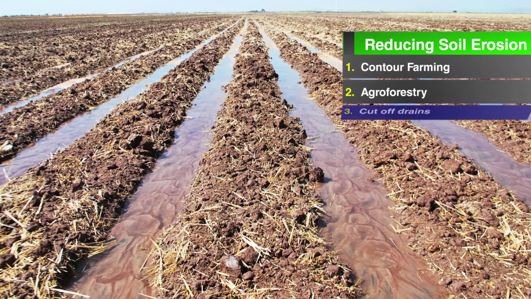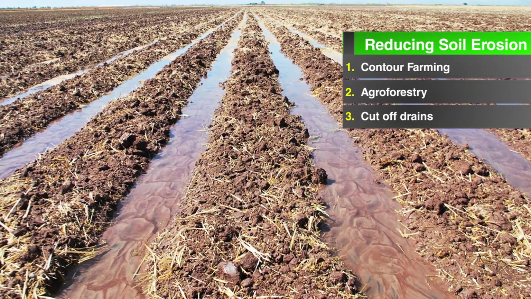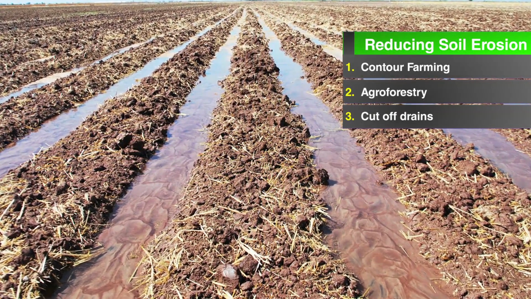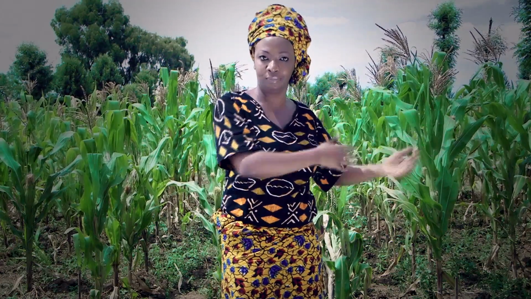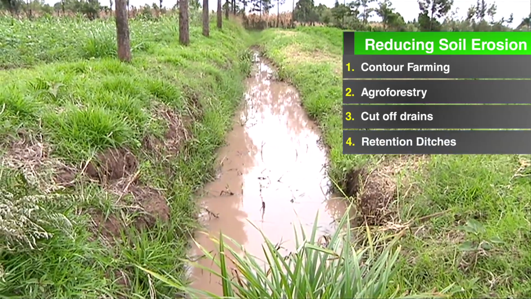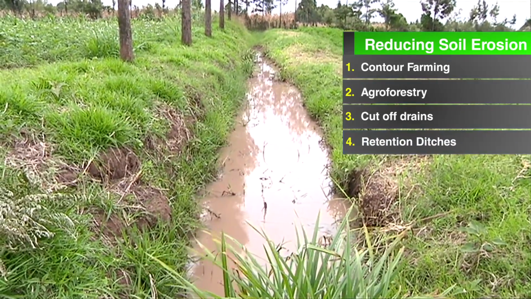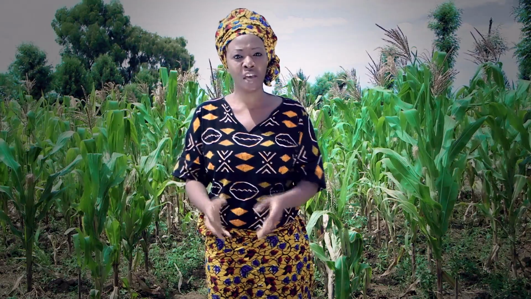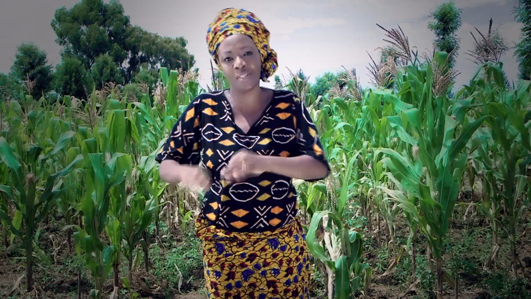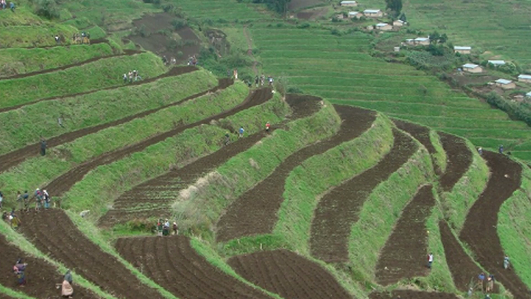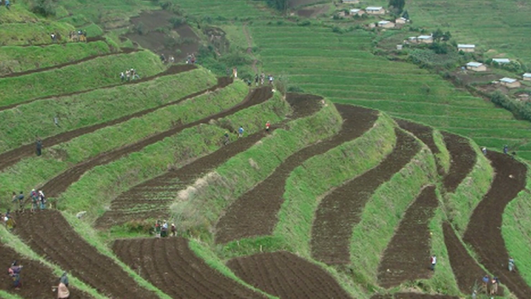Number 3, cut-off drains. These are dug across to intercept surface runoff and carry it safely to an outlet such as a canal or a stream. Number 4, retention ditches. These are ditches dug along the contour lines. They catch and retain the incoming runoff and hold it until it seeps into the ground. Number 5, terraces. These can also be utilized.